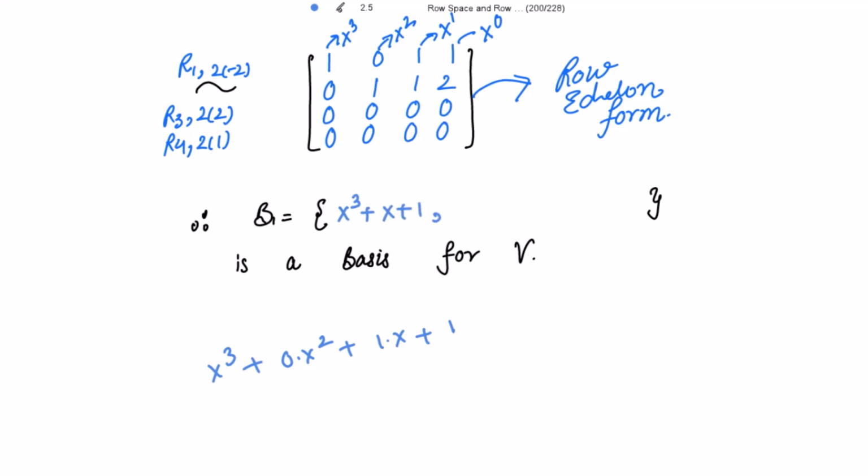And the basis from the second row is 0 into x cube plus 1 into x square plus 1 into x plus 2 into x naught. X naught is 1 only. So it becomes x square plus x plus 2. So these form the basis for vector space V.